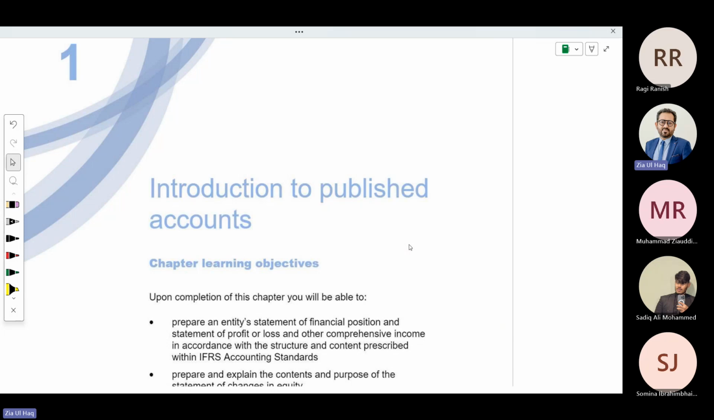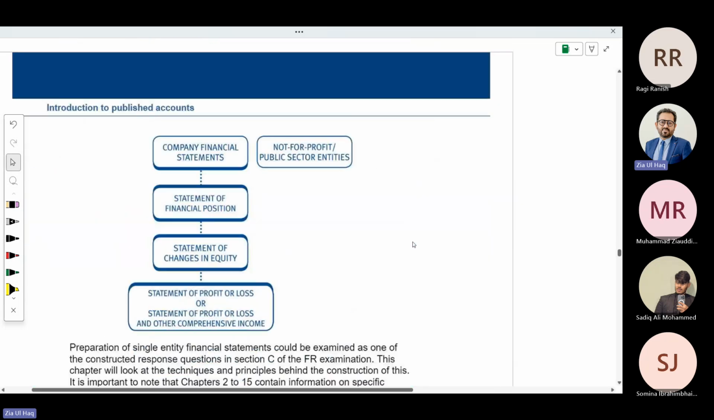Let's start from chapter 1. In chapter 1, we will revise our previous paper, financial accounting. We will not learn anything new. We will just be revising our previous financial accounting paper because without having a good base, we cannot move forward in accounting. Introduction to published accounts. I mean, for every listed company, they need to prepare their financial statements.